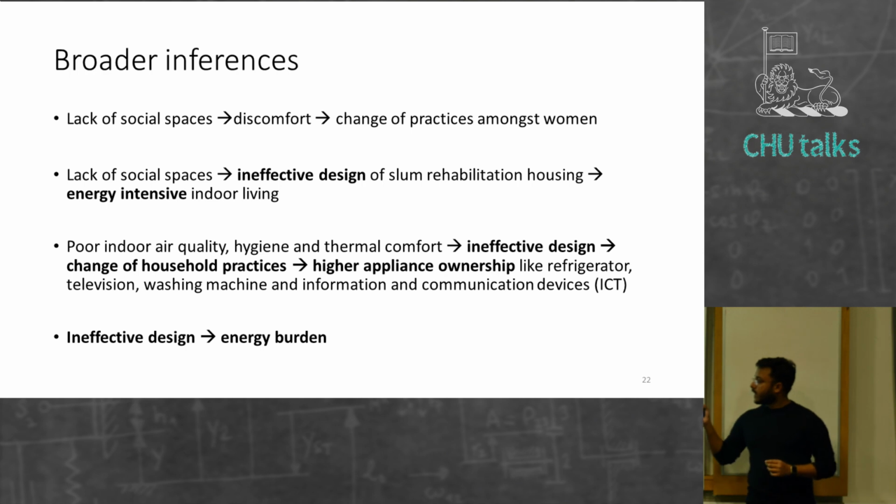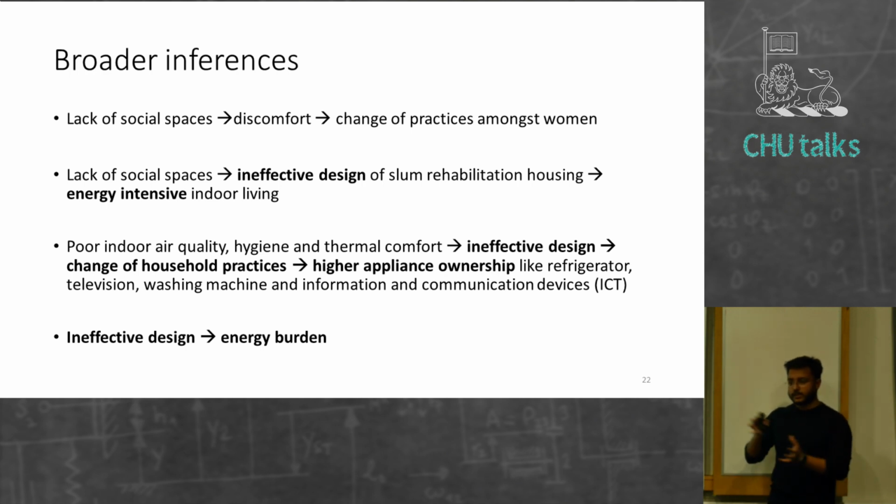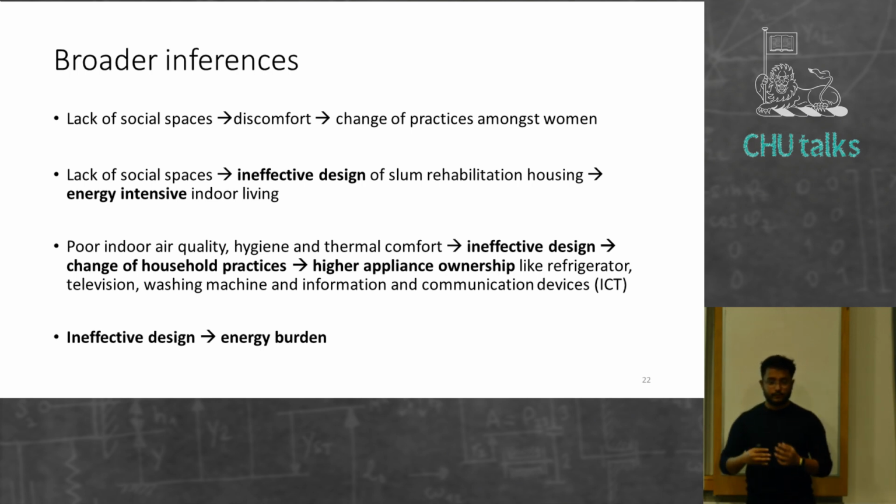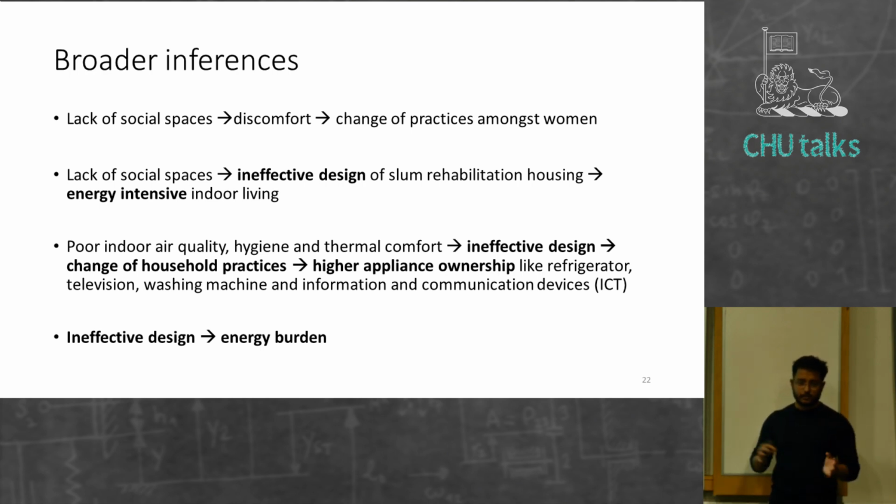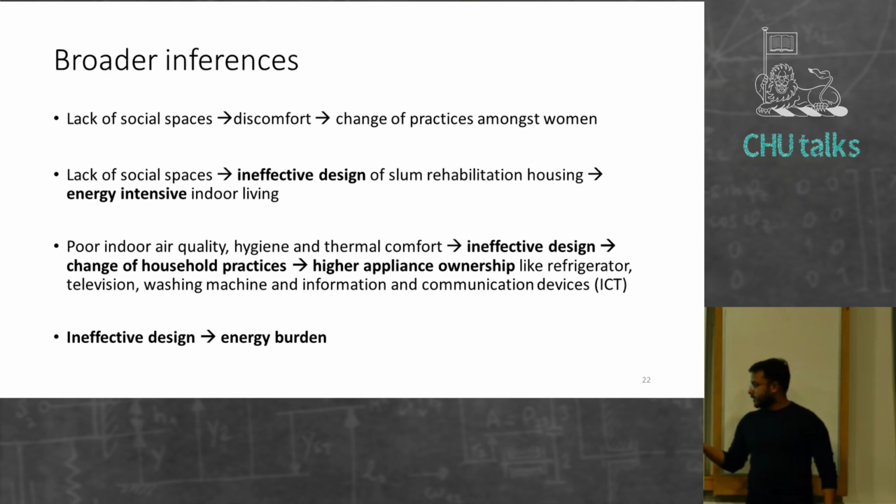So lack of social spaces, we know that it causes a discomfort in those housing, and it causes change in practice. So it's basically ineffective design that's contributing to their burden, or here in this case it's more of an energy burden. So the policies should focus on the built environment of this low income housing, which is not there in the literature because no one thought of it in that manner. That's a way forward for my study as well, that how can we integrate energy policy with this low income built environment policy to deliver sustainability in these households.